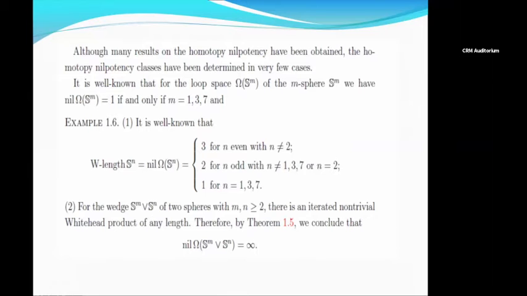Okay, so for spheres we have no secrets. Everything is known, and the Whitehead length and nilpotency class of the loop space on a sphere coincide.